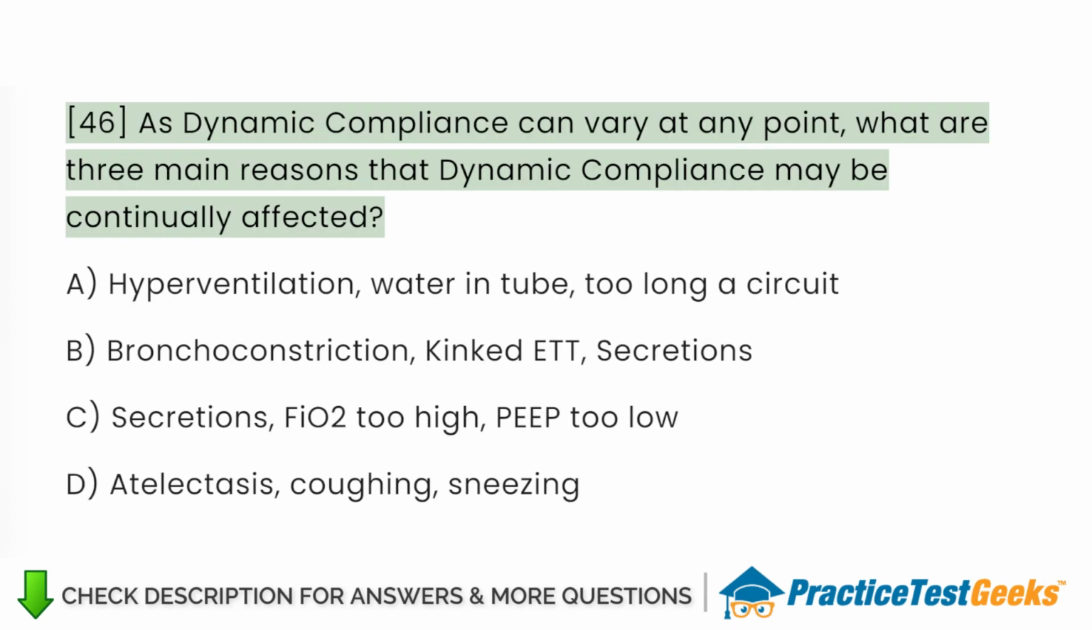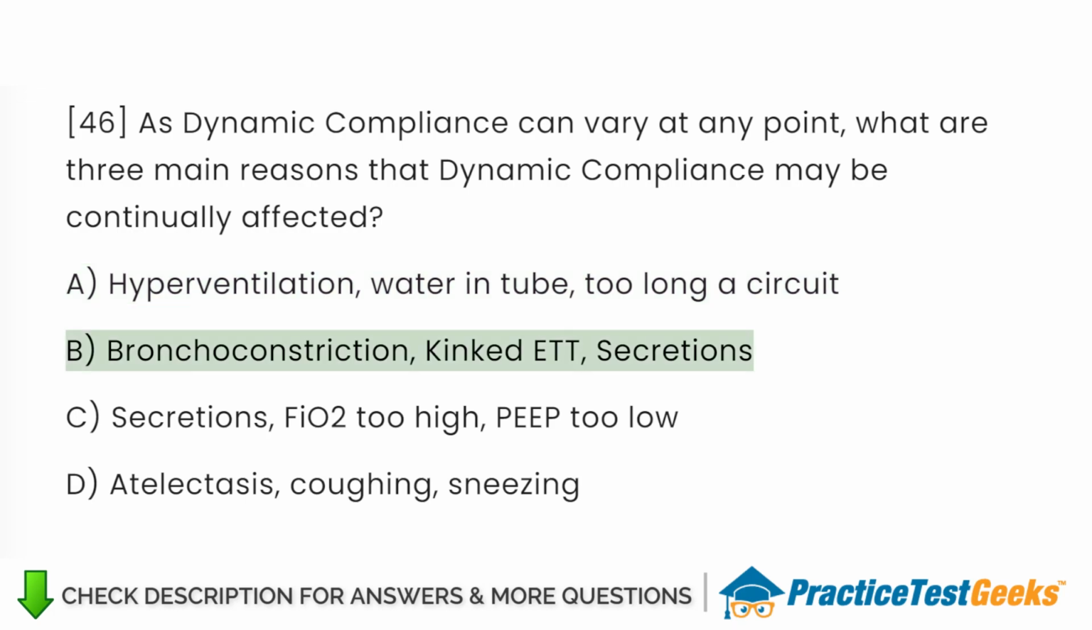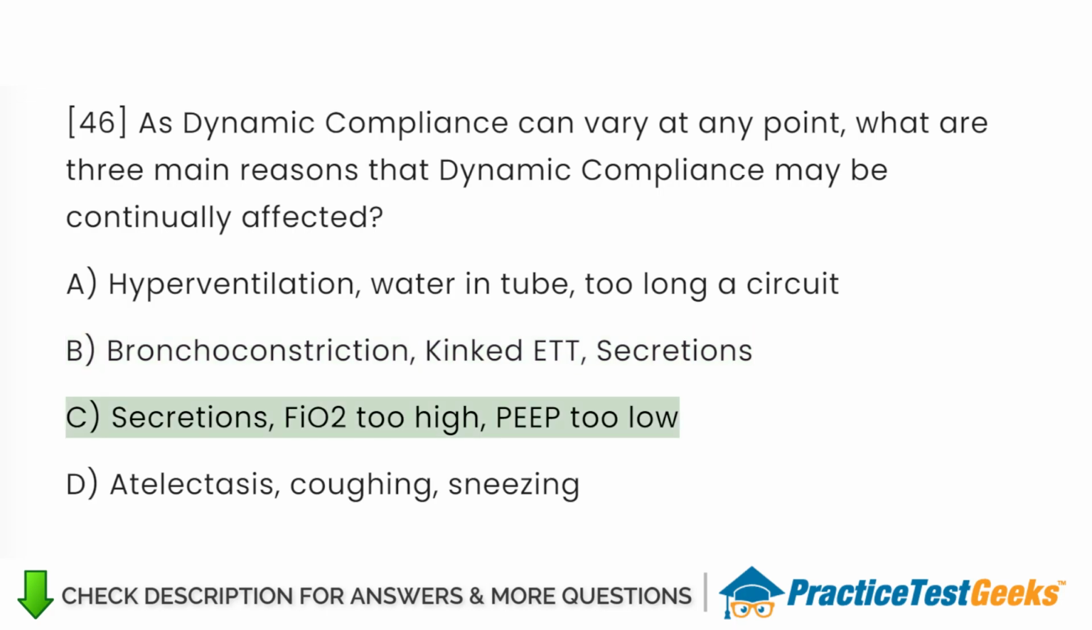As dynamic compliance can vary at any point, what are 3 main reasons that dynamic compliance may be continually affected? A. Hyperventilation, water in tube, too long a circuit. B. Bronchoconstriction, kinked ETT, secretions. C. Secretions, FiO2 too high, PEEP too low. D. Atelectasis, coughing, sneezing.